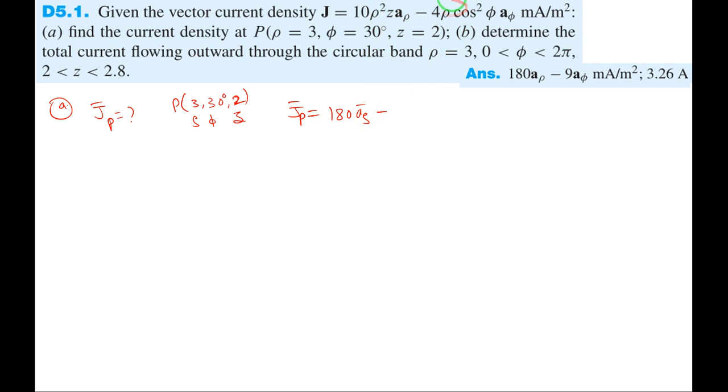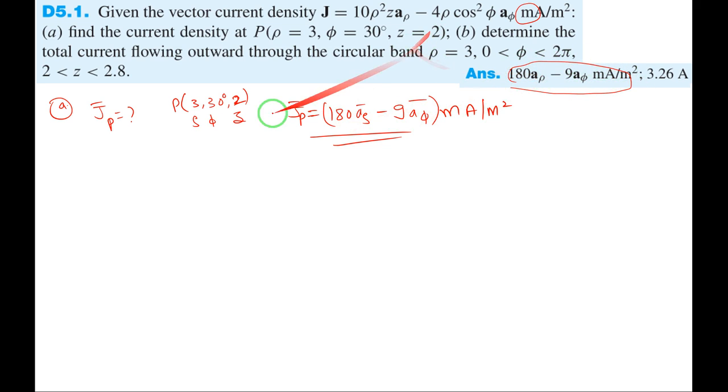Minus, the second part I will calculate. 4 into rho. Rho is how much? 3. Into cos square phi. Let me take cos phi. Cos phi at 30 degrees, whole square, that is nothing but cos square phi. So I am getting 9. So minus sign as it is, 9 A phi. Since milli is given, the unit is milliampere per meter square. Milli is nothing but 10 power minus 3. So the first part is over. Then coming to part B.